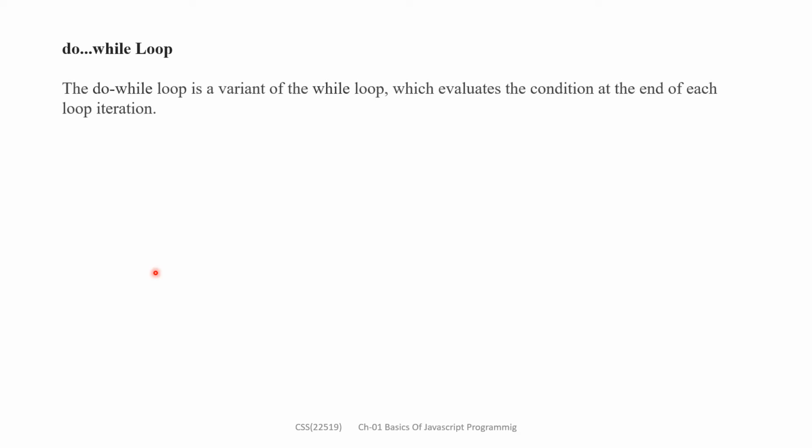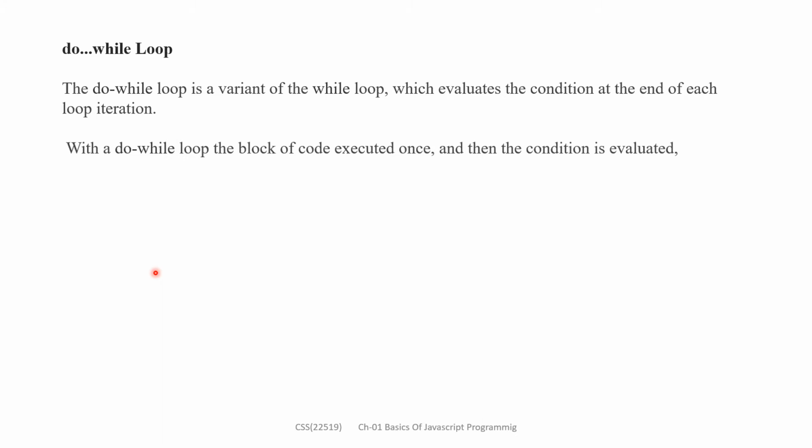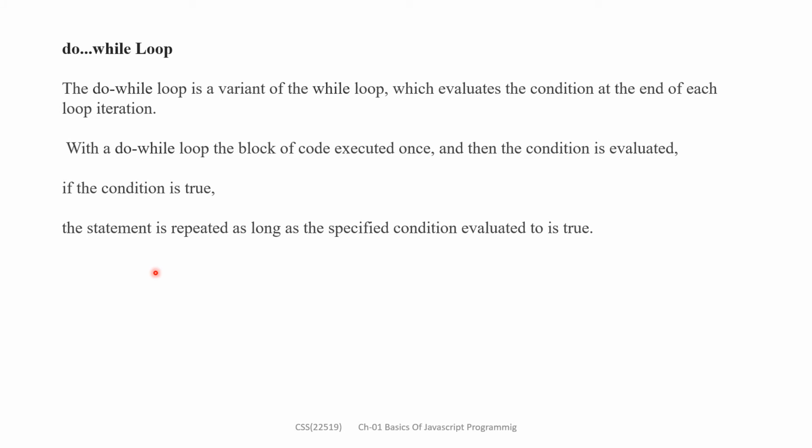Now the next loop statement is the do while loop. The do while loop is the same as the while loop, but in the do while loop it evaluates the condition at the end of each loop iteration. Means the condition appears at the end of the loop in a do while loop, so the statements in the loop are executed once before the condition is tested. If the condition is true, the statement is repeated as long as the specified condition evaluates to true.